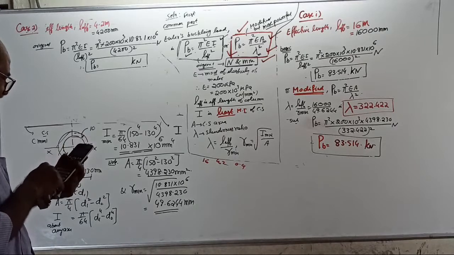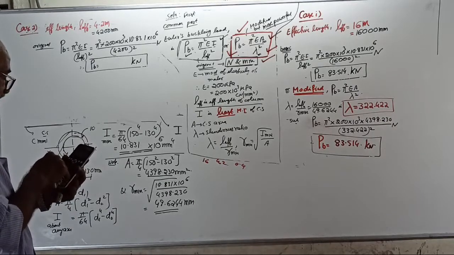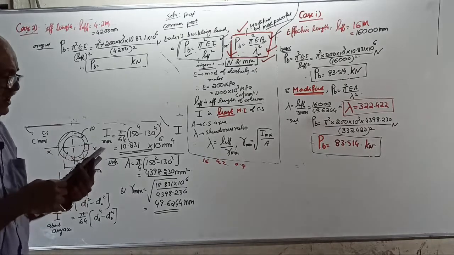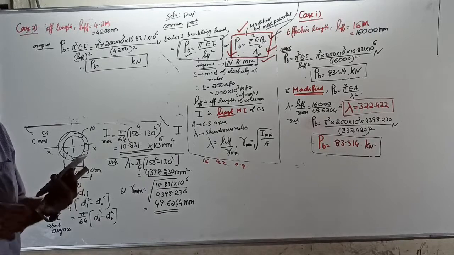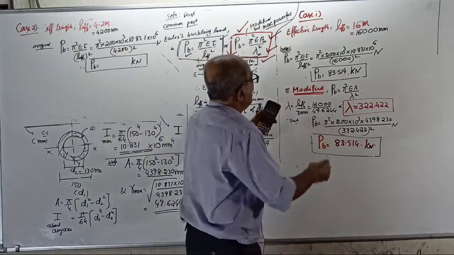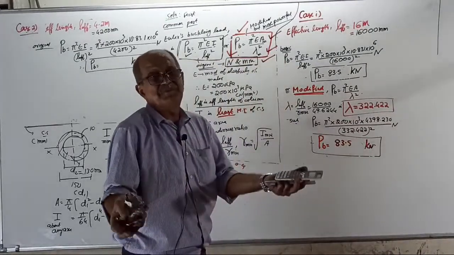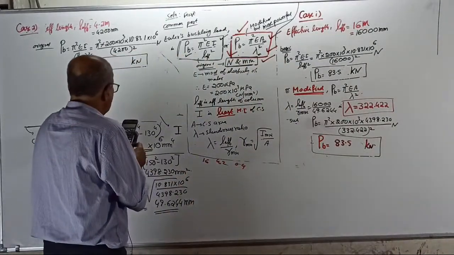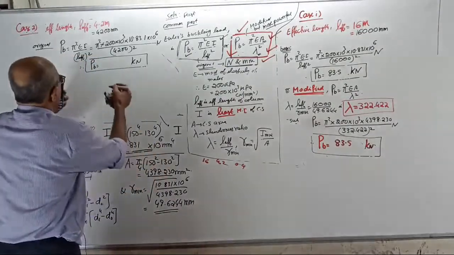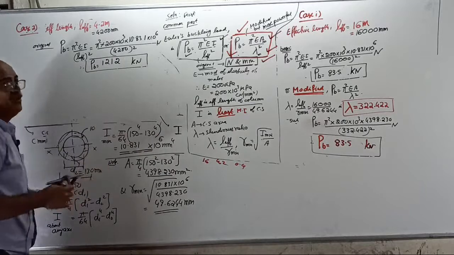Pi square into 200 into 10 to the power 3 into 10.831 into 10 to the power 6, equal to store A divided by 4200 square. 1211.991, or shall I put 1212 kilonewton? 0.99 I want to sacrifice. Later I will put this as 83.5 kilonewton. Okay, 83.5 kilonewton. First decimal is sufficient. Here, shall I put 1211.99 as 1212 kilonewton? Why? Comparison. 1212 kilonewton. Agreed?